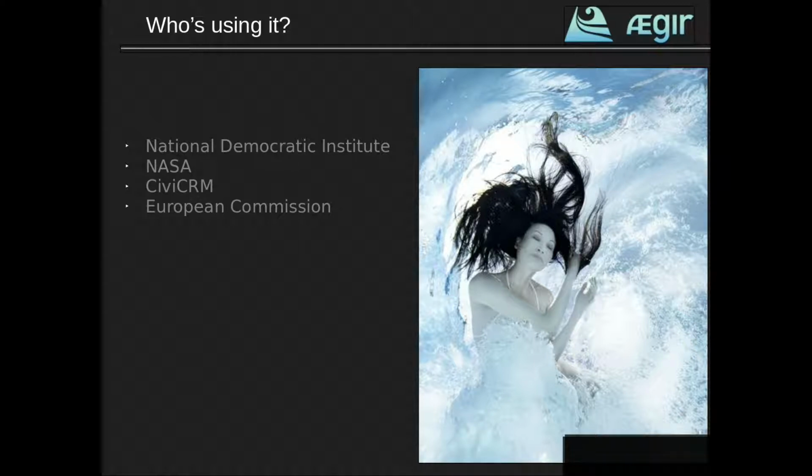NASA is one of the more interesting users of Aegir. NASA.gov itself is not on Aegir, at last I heard, at any rate. But most of the smaller projects are. So they have a whole bunch of separate laboratories, and they have websites for like each individual satellite that they're running and things like that. That's all managed via Aegir.